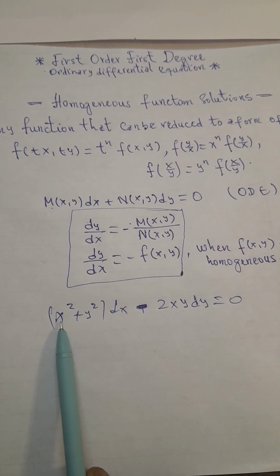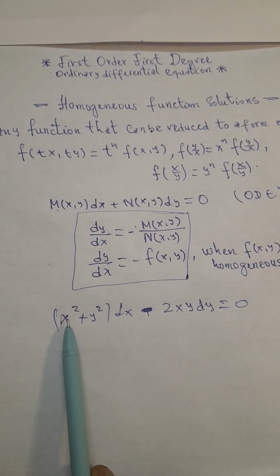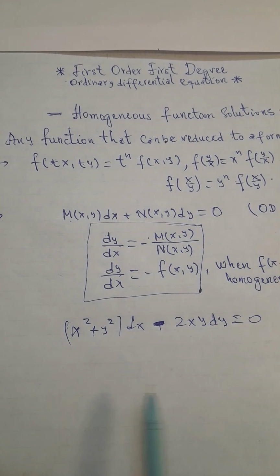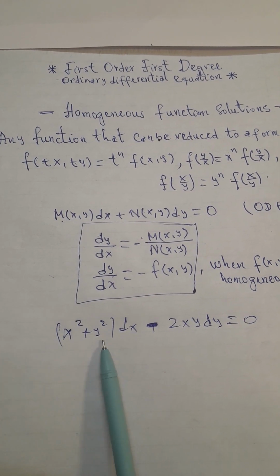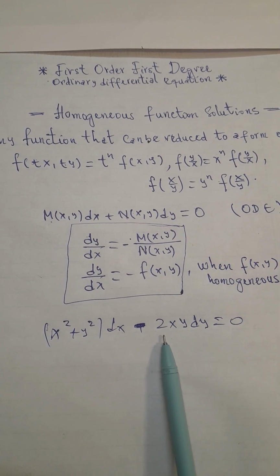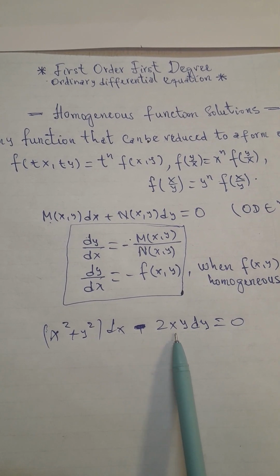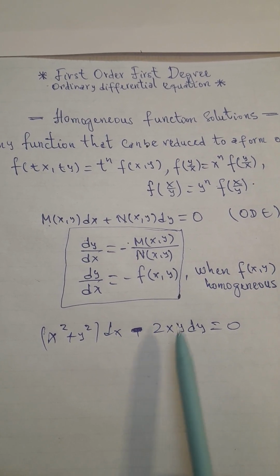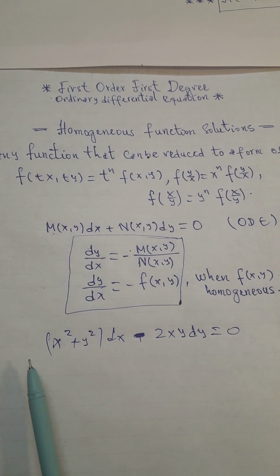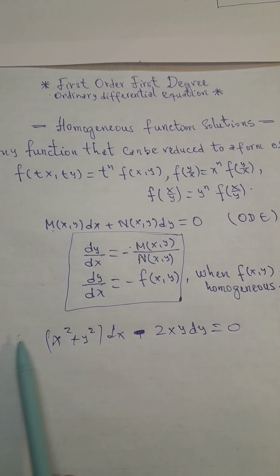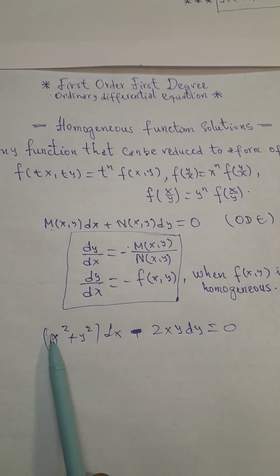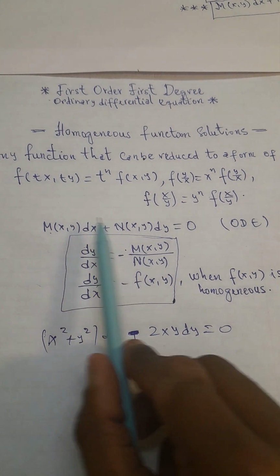Why? If you put tx in the place of x and ty in the place of y, you will see this will be t squared y squared, t squared x squared, t squared y squared, dx minus 2, and this will be xt and yt, so t squared also will be there. So t squared is a common factor. It means that if t squared is a common factor, these terms will remain the same: x and y will remain the same, and x squared plus y squared will remain the same. This is what we mean by that.